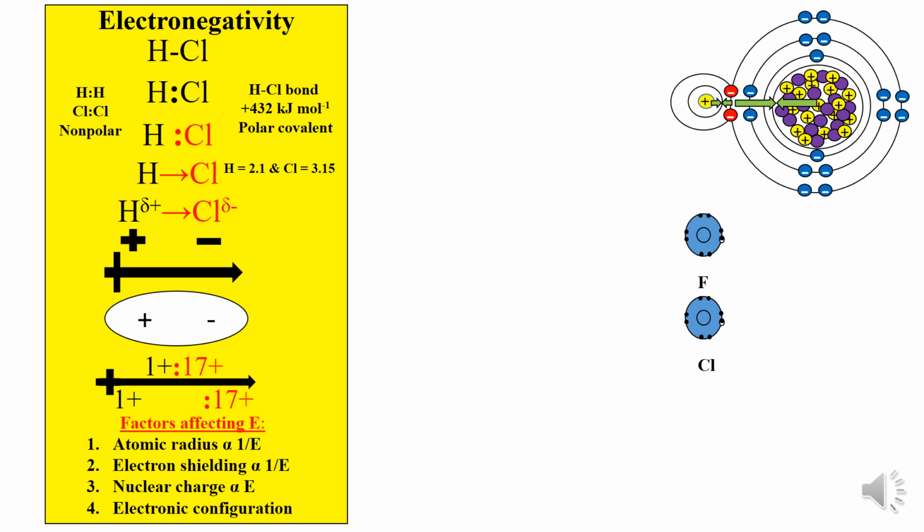So this is the driving force to attract the electron, to complete the octet or to form a full octet. And that is why fluorine has a value of 4 as compared to that of chlorine with 3.2. And we'll see why fluorine has a greater electronegativity value than chlorine very shortly.